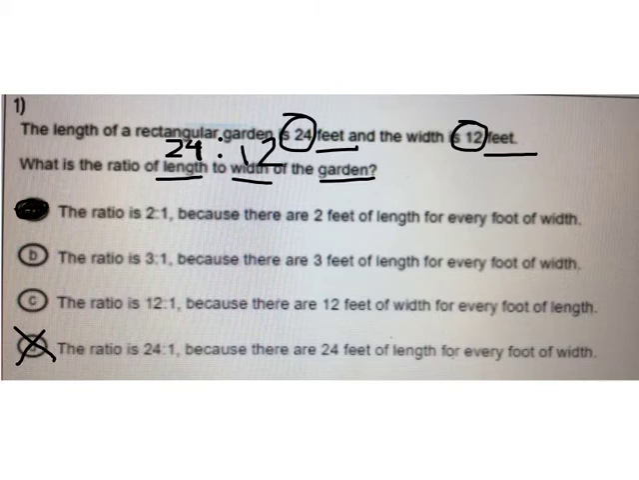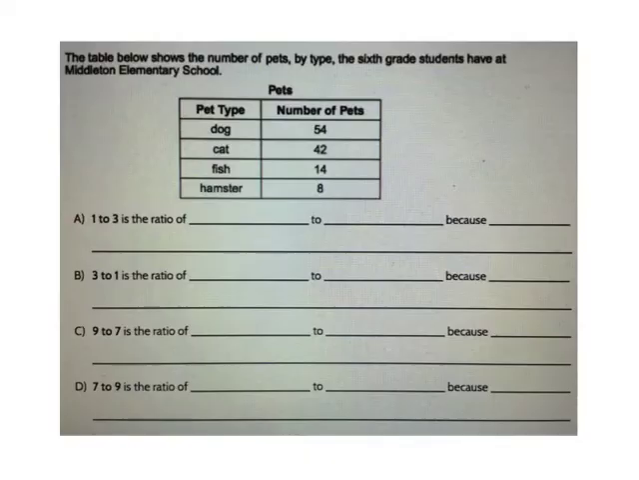Why is that? Please write it in the answer box here. It's 2 to 1 because 24 to 12 simplifies to 2 to 1. It has the same value as that ratio.